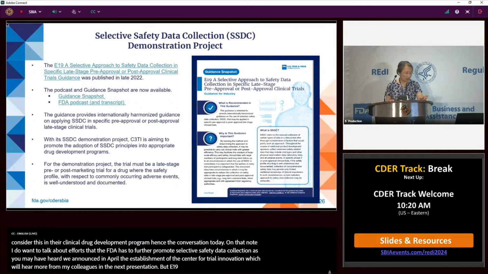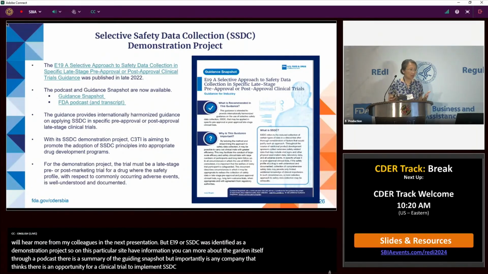This slide has some information. You can learn more about the guidance itself through a podcast. There's a summary of the guidance snapshot. But importantly, any company that thinks there's an opportunity for a clinical trial to implement SSDC, we would really encourage you to reach out to the agency to discuss whether it would be appropriate to be part of a demonstration project and engage more closely with the agency, and also to help facilitate any interactions with other regulatory agencies that would also need to sign on to an E19 approach for the trial.